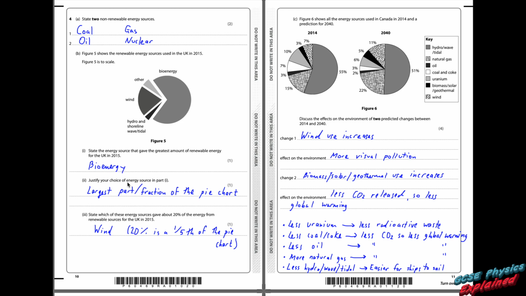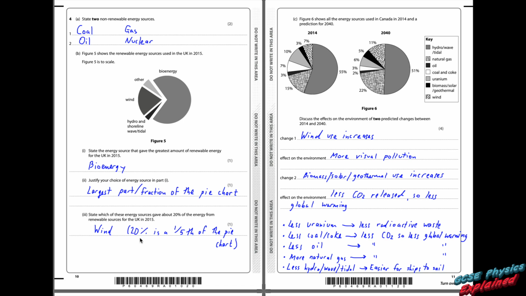Part 2, justify your choice. Well, it's the largest part, isn't it? Bioenergy, it's the largest fraction of the pie chart. Just be careful in case they do a mixture of renewable and non-renewable. You'd have to make sure that the biggest part was actually the renewable one that they were asking for, not non-renewable.